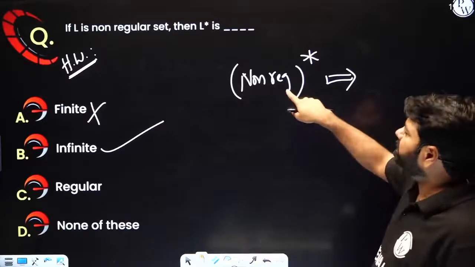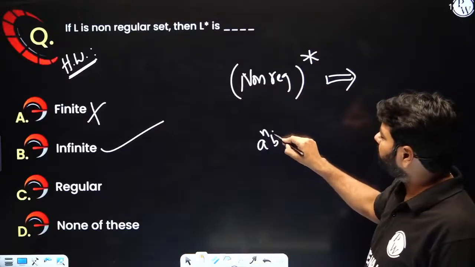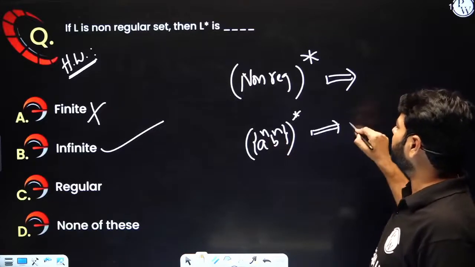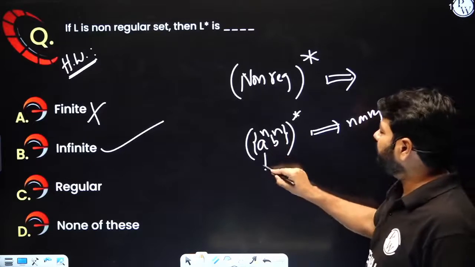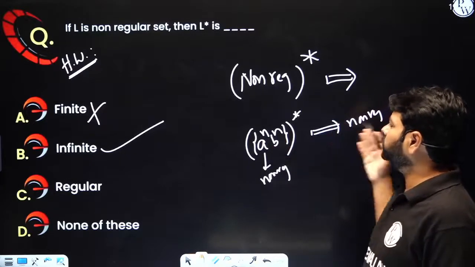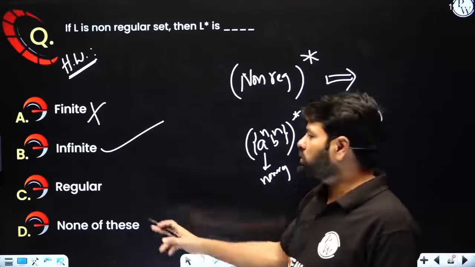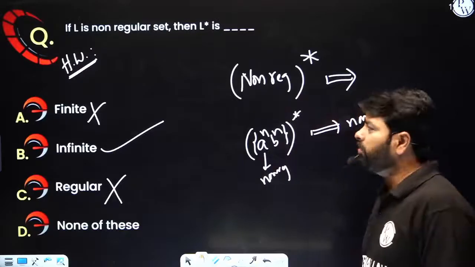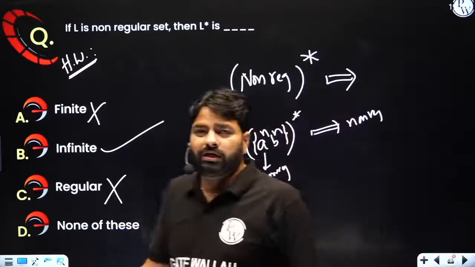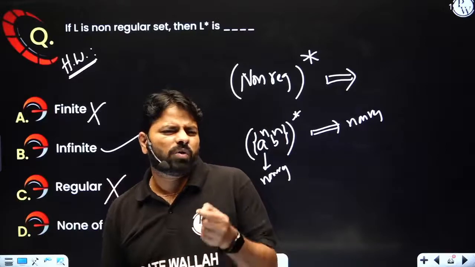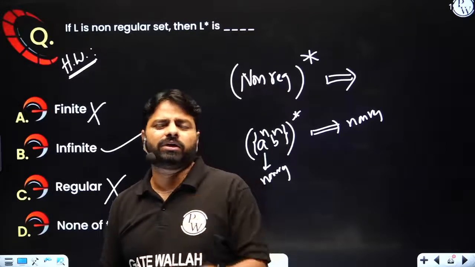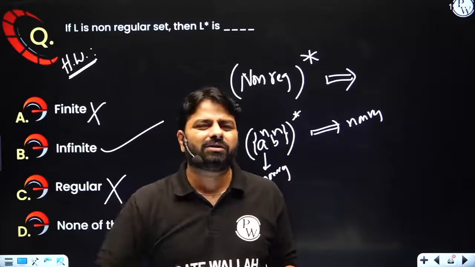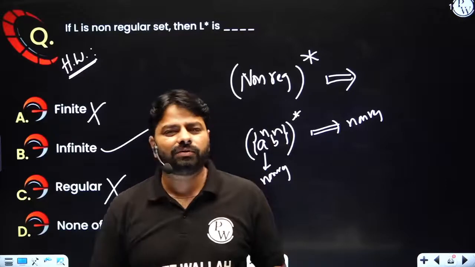But what about regular? When we check non-regular, let's take one example, a power n, b power n, whole star. When you take its whole star, you will definitely get another non-regular. This a power n, b power n is non-regular, and when you do the Kleene closure, you get a non-regular. So this option, regular, is wrong here. My question is: think about it, find any one example of a non-regular language whose Kleene closure gives a regular language. Okay, I'm giving a hint.